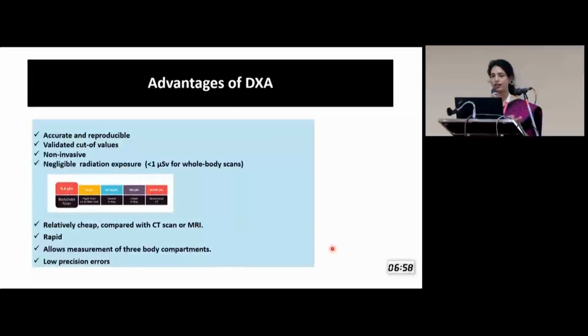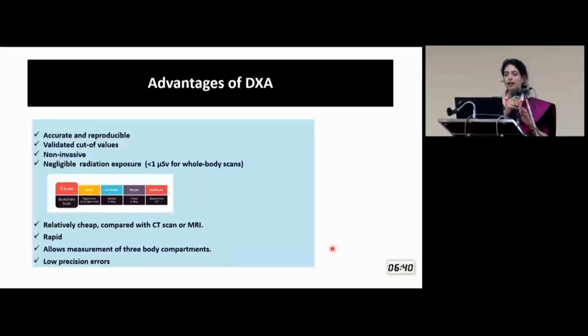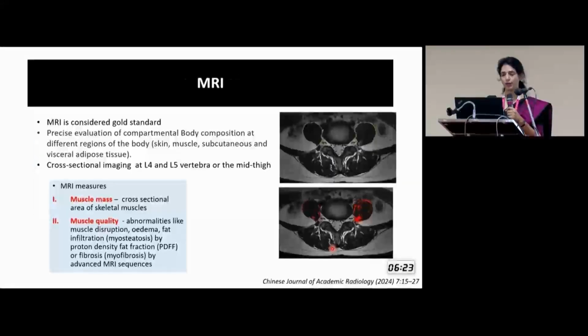So what are the advantages? It's accurate and reproducible. You already have studies which have come up with validated cutoffs in different populations. It's non-invasive, with minimal radiation exposure compared to CT or MRI, almost negligible. It's relatively cheap, rapid because you get all the components within one scan, you get 3 compartment measurements, and it has low precision errors. However, the limitations are that you cannot look at a specific region, you get the whole body or the appendicular values, it's not portable so it cannot be used for large scale epidemiological studies, and availability is limited. There could be some influence of hydration, but again not as bad as bioimpedance analysis.